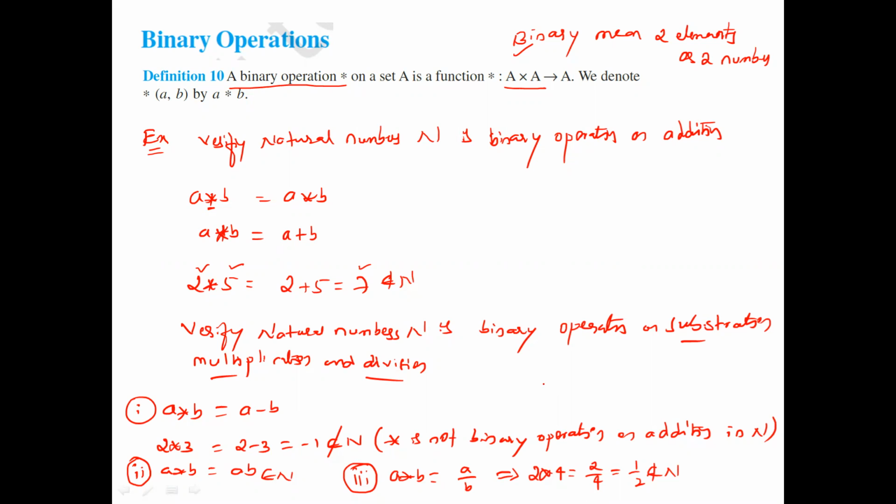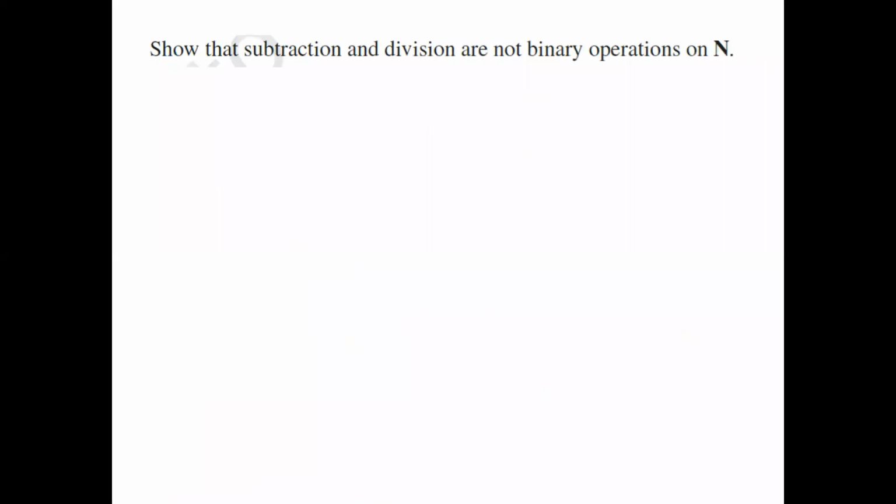In case, in place of natural number, they had given the real number, it will satisfy all the conditions. It is a binary operation, the division, multiplication, subtraction, and addition. Each and everything can verify that. Okay, I move to the next slide. So subtraction and division are not a binary operation on n. Already I proved that. I'm going to prove once again. Show that subtraction and division are not a binary operation.